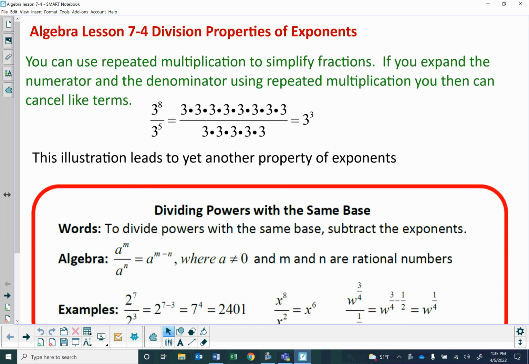This is Algebra Lesson 7-4, Division Properties of Exponents. Now you can use repeated multiplication to simplify some fractions. If you expand the numerator and the denominator using repeated multiplication, you can then cancel any like terms.